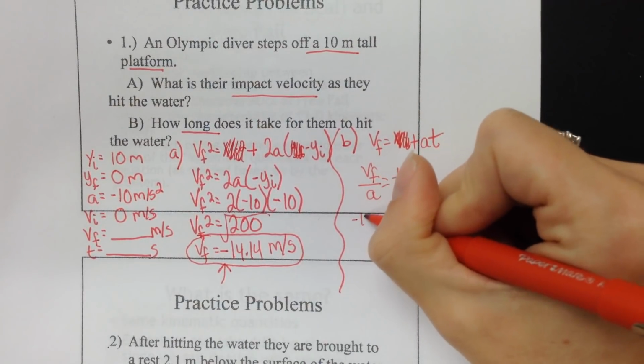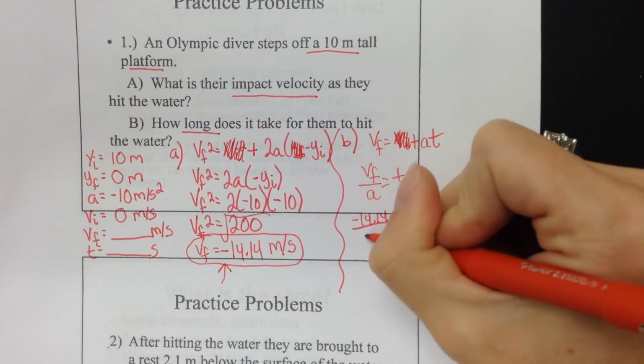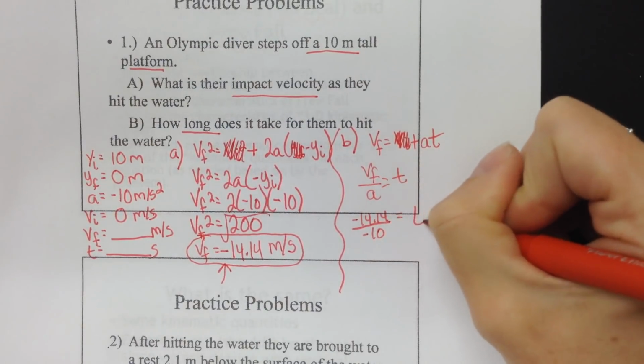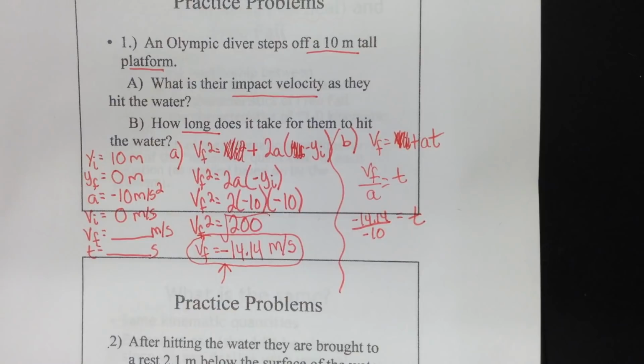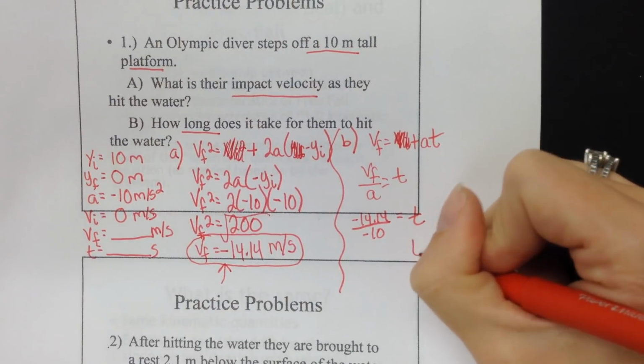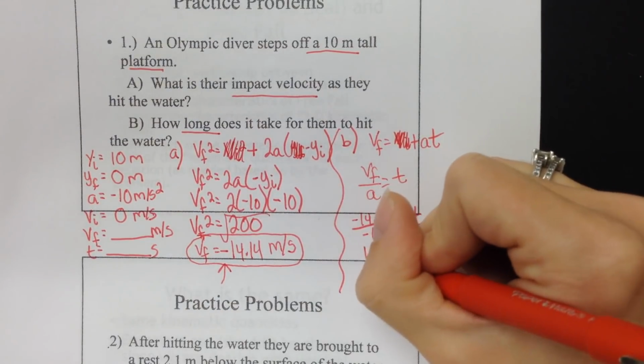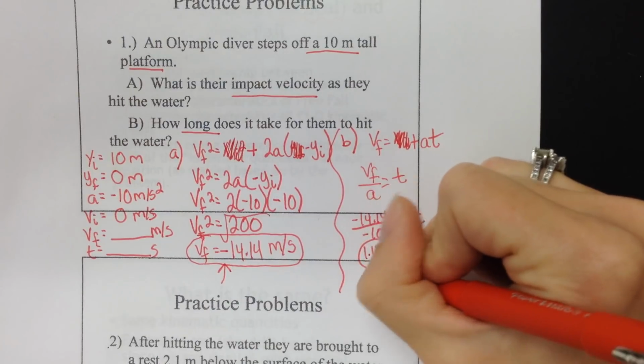So v of f is a negative 14.14. The a is negative 10. Thank goodness those negatives cancel out because you can't have a negative time. And you get a time of 1.4 seconds.